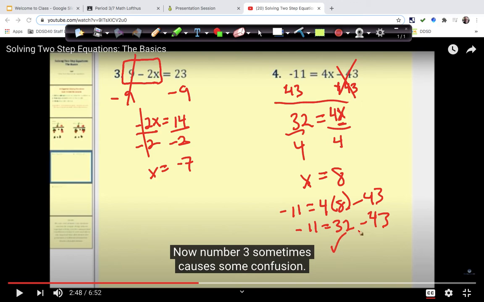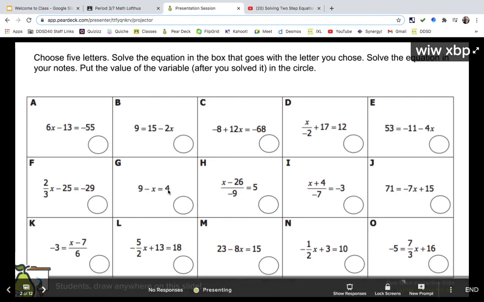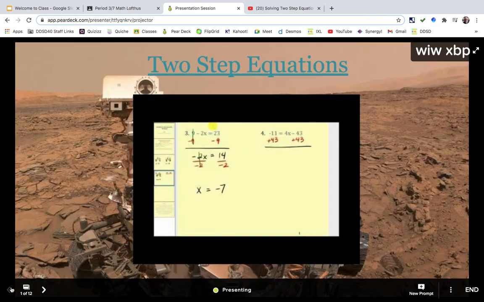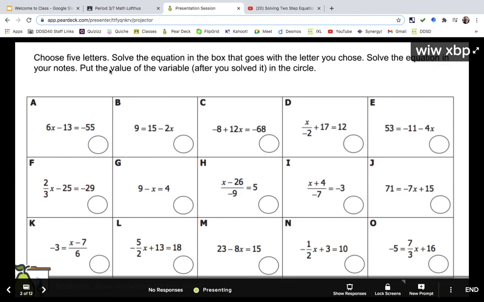And then the other thing that I want to show you is what we did for about 10 minutes in class. We went to card 2 of the Pear Deck, which is the one that's always due on Tuesday, even though we have more time to work on it. It's just where I put it. And on this one, you choose 5 of the letters. Let's just choose, for example, G.